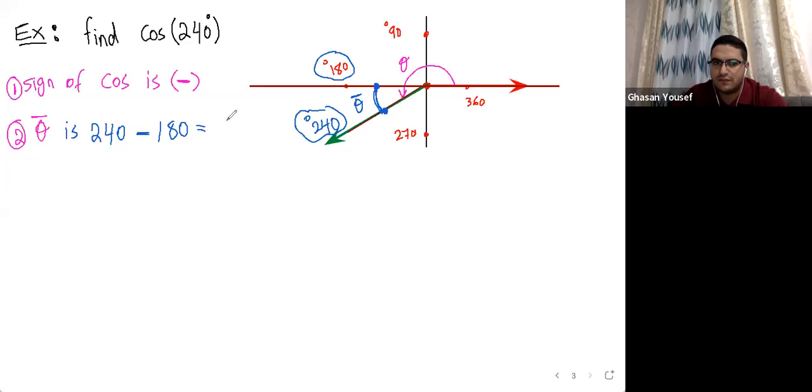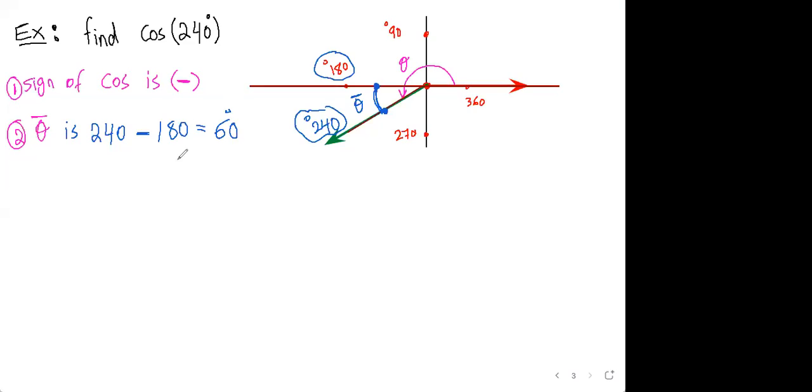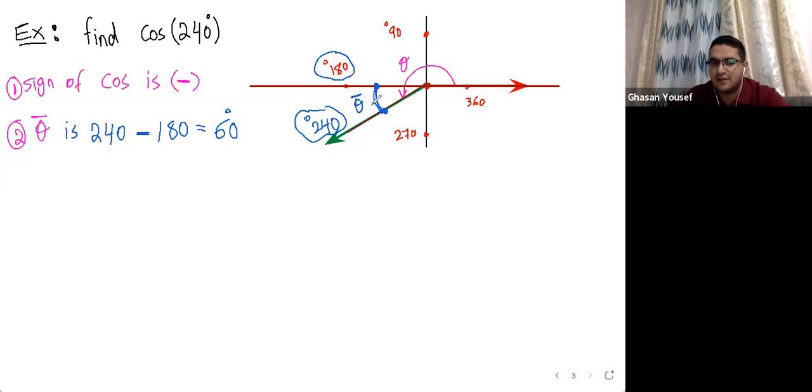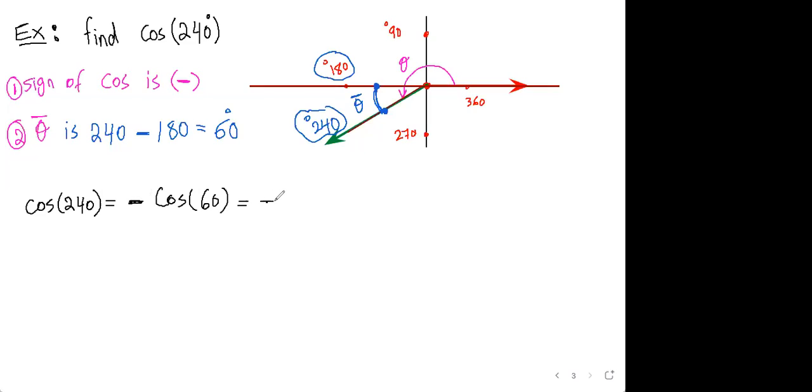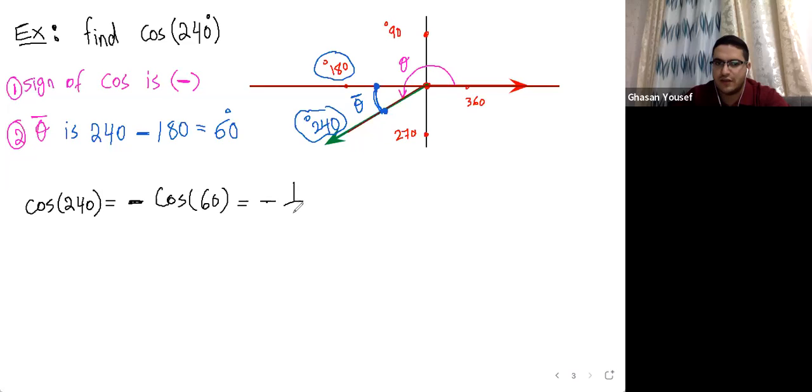And what does that equal? 60. 60 degrees. So the reference angle is 60. Now it's easy to find the value for the cosine function. So the cosine of 240 equals minus cosine of 60. Now you go back to the table. What's the cosine of 60? One half. Okay, so minus 1/2. This is the answer.